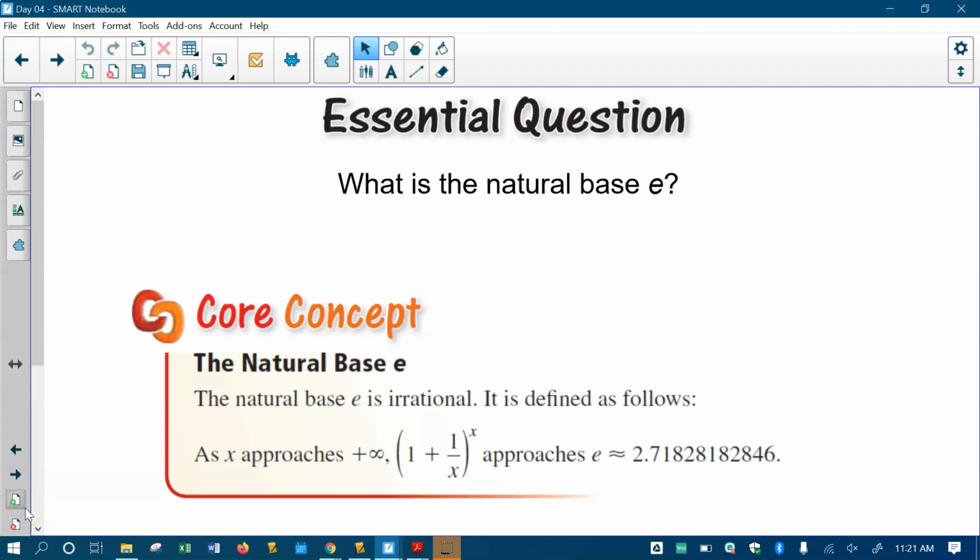Hello everybody, this is for lesson 6.2. In this video I'm going to talk about what the natural base e is and different things that you can do with that. The first question is, what is the natural base e?